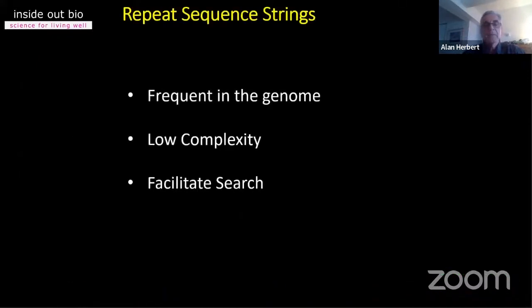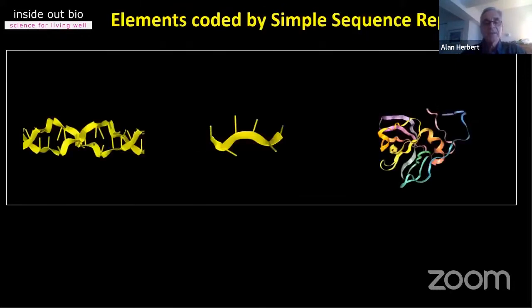So the last thing I just want to cover is the type of strings that are called repeats. They're very frequent in the genome. They are low complexity. They repeat the same sequence, like poly A, poly G, alternating CG, etc. They don't have much information in them because they have low complexity, but they're actually very useful for facilitating search of information in the genome.